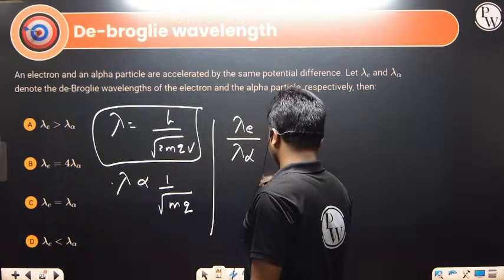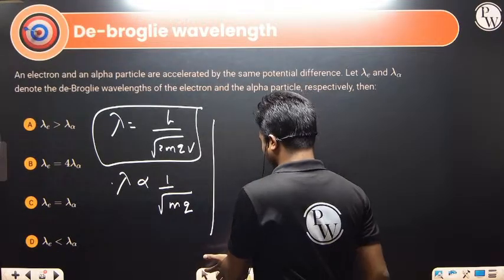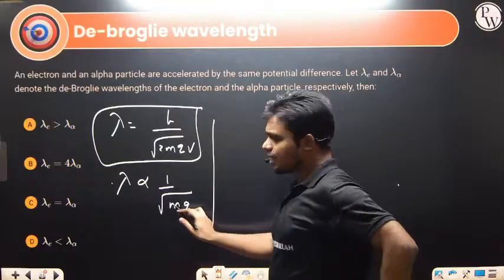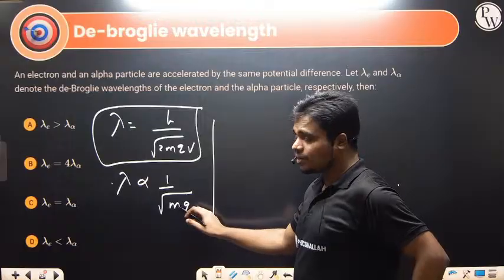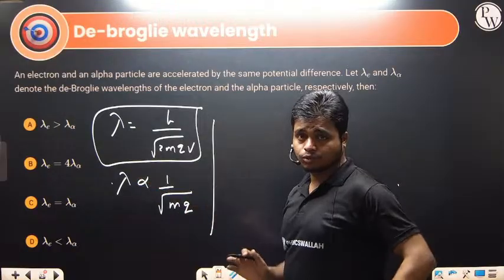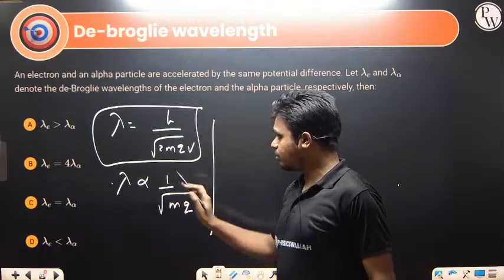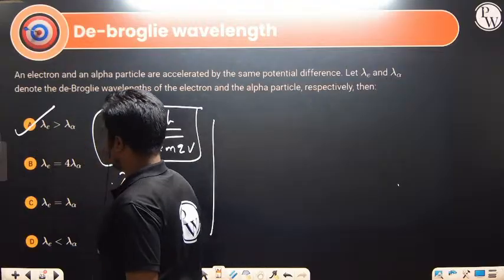Directly we can analyze this qualitatively. Mass of the electron will be more, so lambda will be less. Sorry, I'm telling it opposite. The mass of the electron will be less, so lambda will be more. If the alpha particle mass is more, lambda will be less. So lambda of E should be greater than lambda of alpha particle.